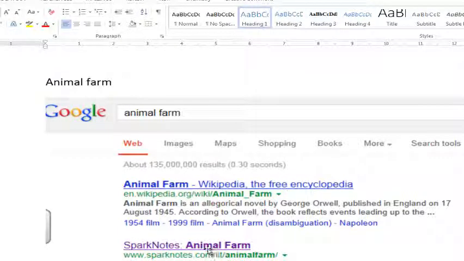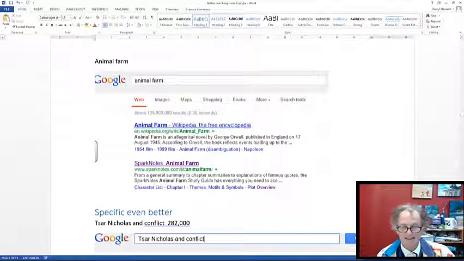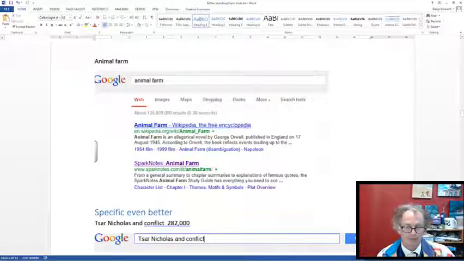Here you've got Wikipedia or SparkNotes on Animal Farm. By the way, I've included some SparkNotes for you on Animal Farm just to give you a bit of an overview on what the book is about. So here you can see that order is very important.